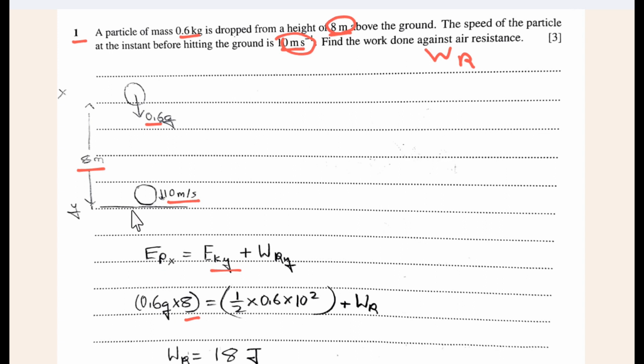That is, gravitational potential energy at the top is equal to kinetic energy at the bottom plus work done against resistance. At the top, since the particle is dropped and there is no information about the speed, it has a speed of 0, so kinetic energy is 0. Initially it has only gravitational potential energy, and before it reaches the ground it has kinetic energy and work done against resistance. So we equate this to find the work done against resistance, that is 18 joules.